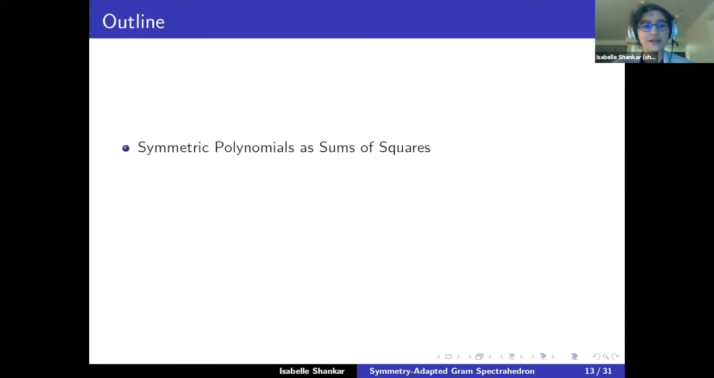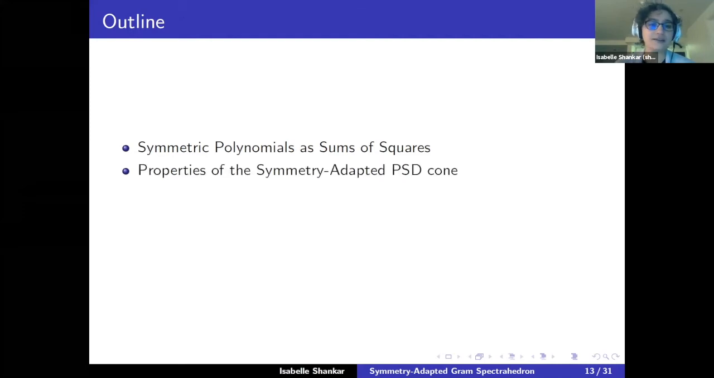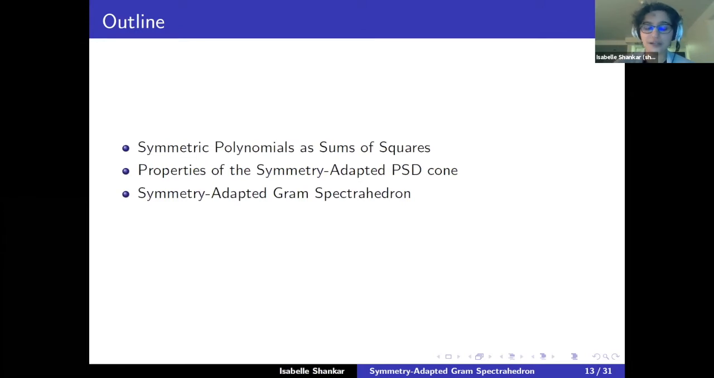Yeah, so I'll talk a bit about symmetric polynomials and writing them as sums of squares. So there'll be some repeated slides, though I will go a little bit faster. I will then talk about properties of what I call the symmetry adapted PSD cone. And then I'll go into particular examples of symmetry adapted Gram spectrahedra that we go over in our paper. And I will end with an application of all this machinery to symmetric polynomial inequalities.